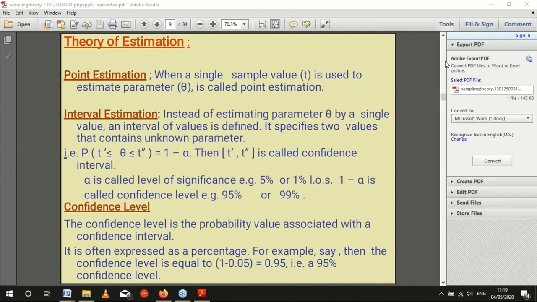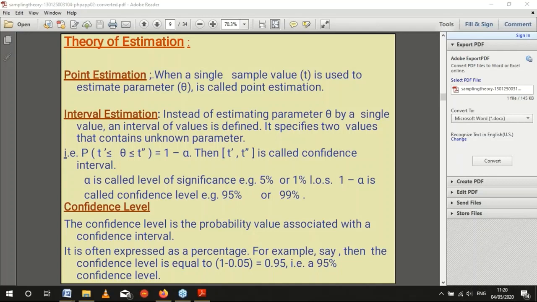You can see the formula where I write P of T prime, that is the sample value, less than or equal to theta, that is the parameter, less than or equal to T prime prime, which gives us 1 minus A. Then the interval from T prime to T prime prime is known as the confidence interval. A is called the level of significance, for example, 5% or 1% significance. Then 1 minus A is called the confidence level.